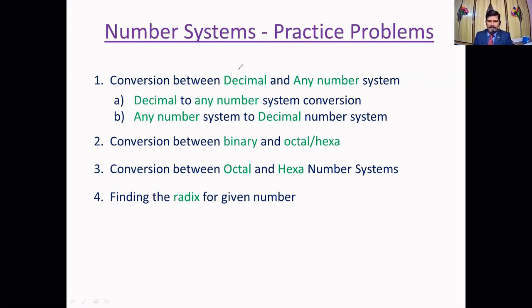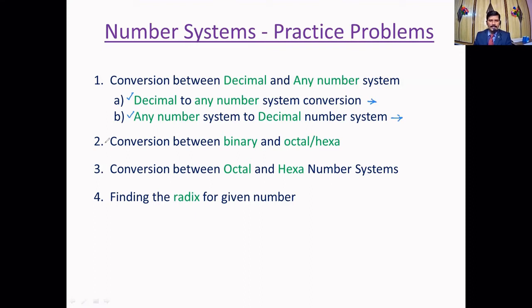The first point is the conversion between decimal and any number system. Two points are there: one is decimal to any number system, and second is any number system to decimal. For decimal to any number system we need to consider divisions and multiplication, and for any number system to decimal we need to consider positive powers and negative powers.